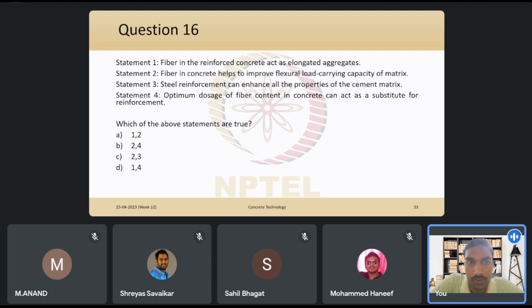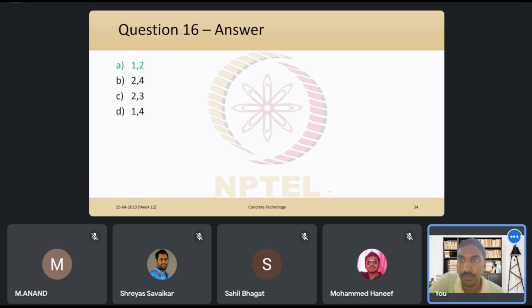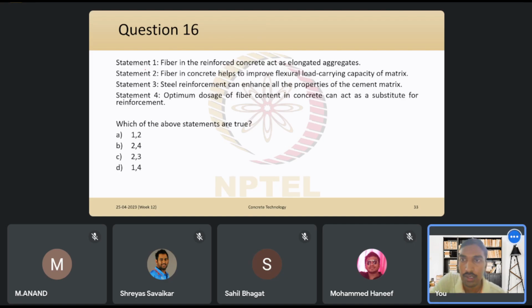So we have one vote for A, two for B and one for C. Okay, the right option is option A. Statements 1 and 2 are the only ones correct. Statement 1 says the fibers in the reinforced concrete can act as elongated aggregates. So this is true. In reality they are not long and unidirectional; they will be short and randomly oriented.